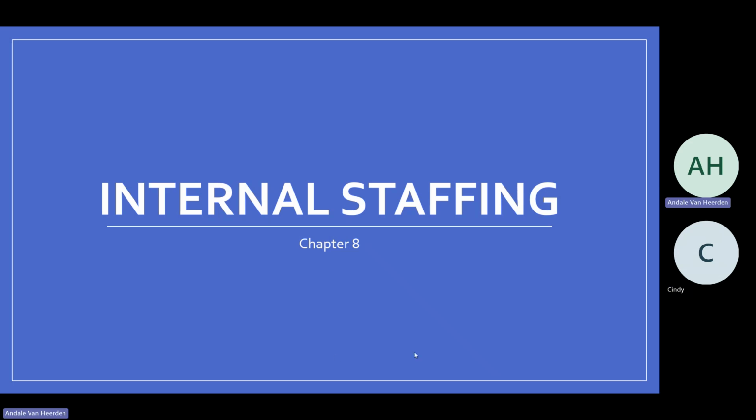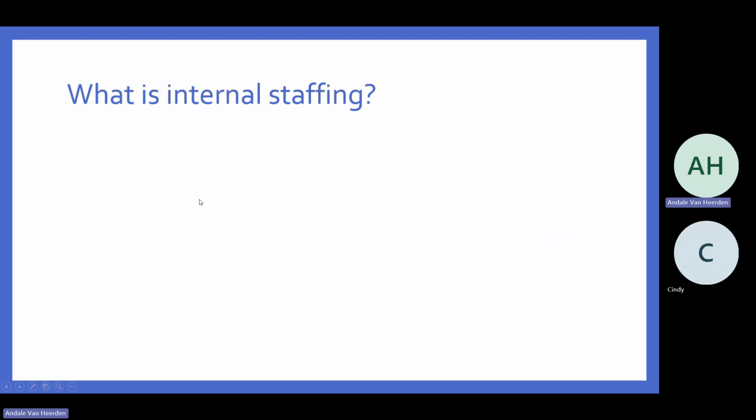Okay, fantastic. All right. So when we look at chapter 8 and internal staffing, the first thing that we want to discuss is what do we mean by internal staffing? I think it's hiring from inside the company. Exactly. That's exactly what it is.